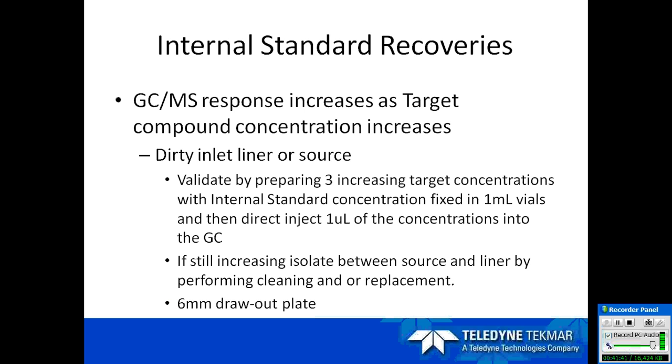Now we're going to move on to internal standard recoveries. Basically, we want to eliminate our GC. If your GC response for target compounds increases as your compound concentrations increase, you might have a dirty inlet liner or source. Validate it by making 3 standards, injecting 1 microliter of those standards onto the GC. And if you still see the trend that's happening, you might need to replace your inlet liner or perform some maintenance cleaning of your GC system or your mass spec system.